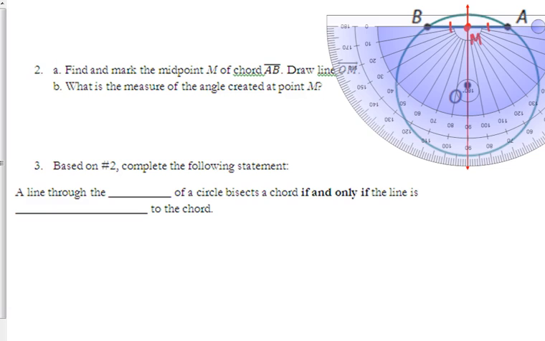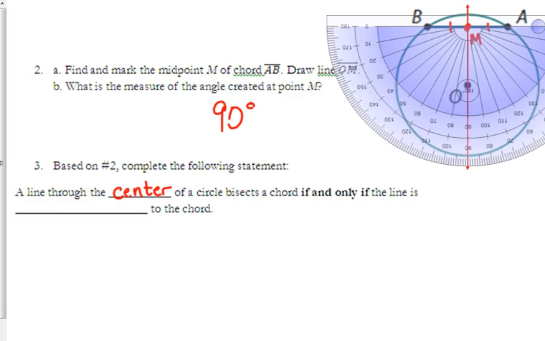So that is a new conclusion that we've got here. The statement that we need to fill in: a line through the center of a circle bisects a chord. What does it mean to bisect something? Cuts it in half. It cuts it into two equal pieces. You can bisect an angle. You can bisect a segment. It cuts it into two equal pieces. So a line through the center of a circle bisects a chord.